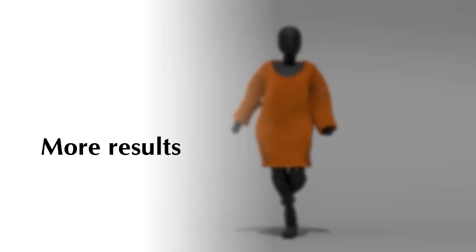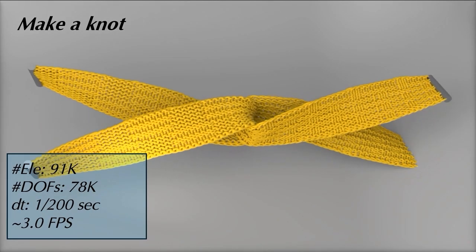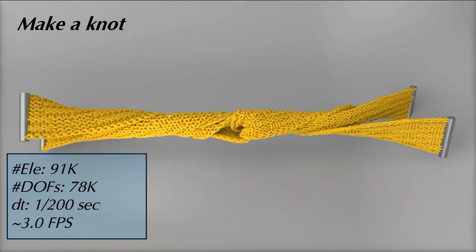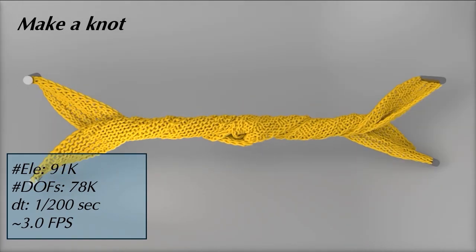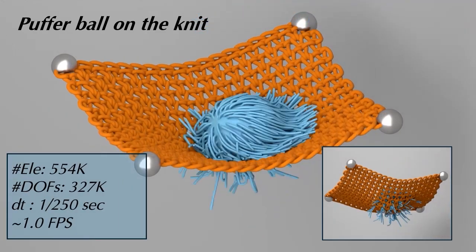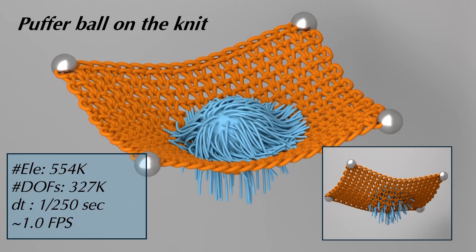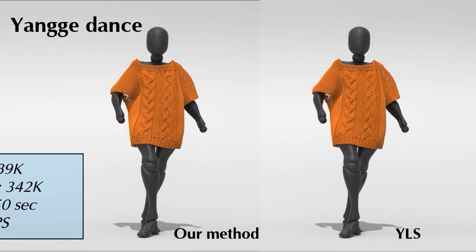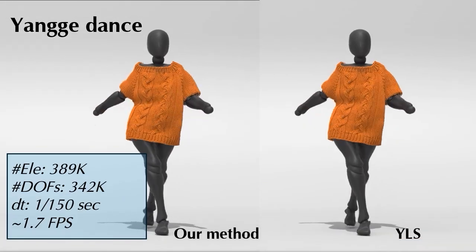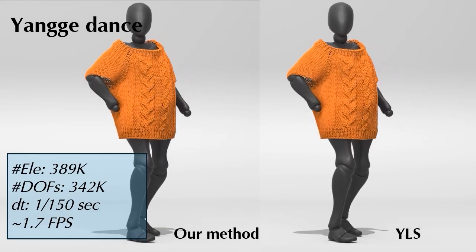Here we have some more complex experiments. There are 78,000 DOFs on this mesh, and our method runs at 3 fps for this example. Here we drop a puffer ball with 207,000 DOF on stockinette fabric. The homogenized mesh has 102,000 DOF. In these examples, the mesh level simulation is about 100 times faster than the yarn level simulation.